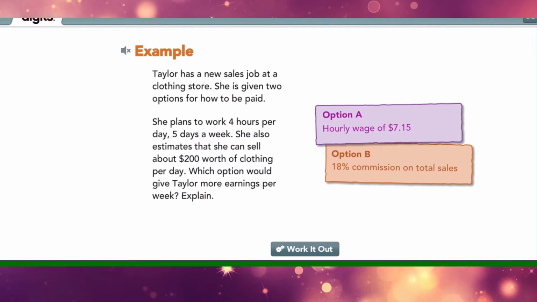Taylor has a new sales job at a clothing store. She is given two options for how to be paid. Option A, hourly wage of $7.15. Option B, 18% commission on total sales. She plans to work 4 hours per day, 5 days a week. She also estimates that she can sell about $200 worth of clothing per day. Which option would give Taylor more earnings per week? Explain.